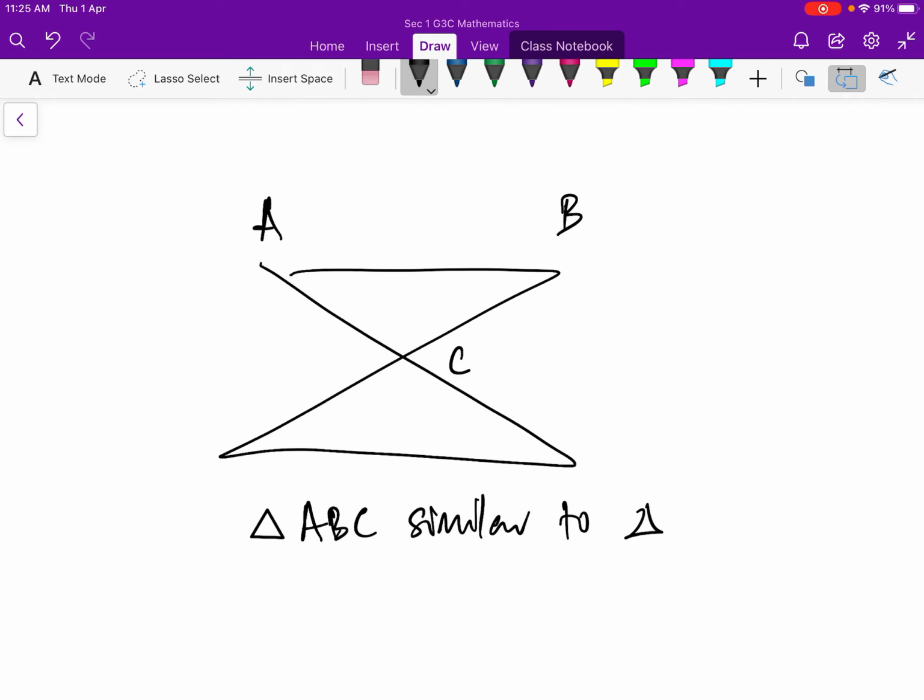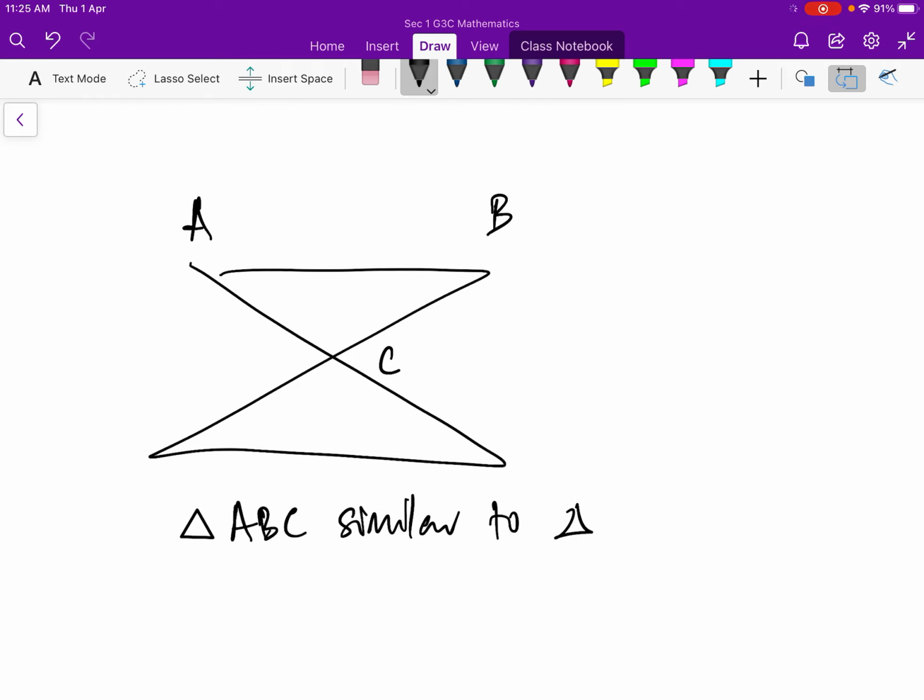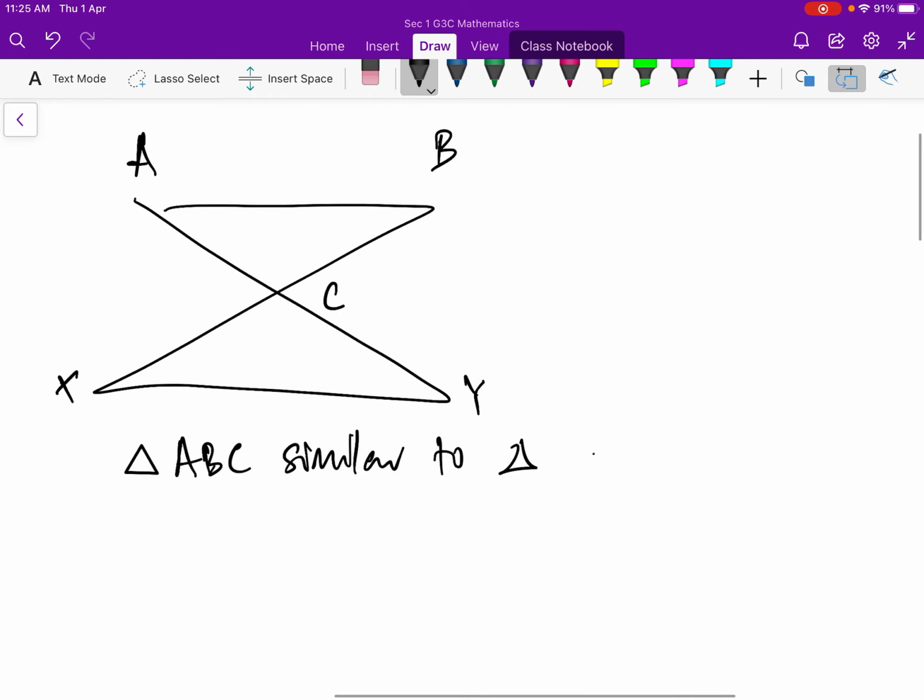to triangle. Now which triangle is this similar to? Let's call this X and Y. Is it going to be similar to triangle XYC or YXC? What do you think? ABC similar to triangle XYC or YXC? You know that's the difference, right? So which one is it? YXC. How do you know? One must flip. When you say flip, do you mean rotate? Rotate. Why rotate? What makes you think rotate will be correct?